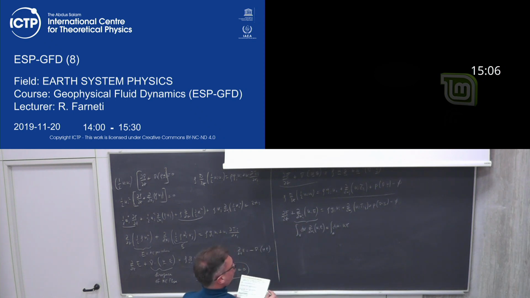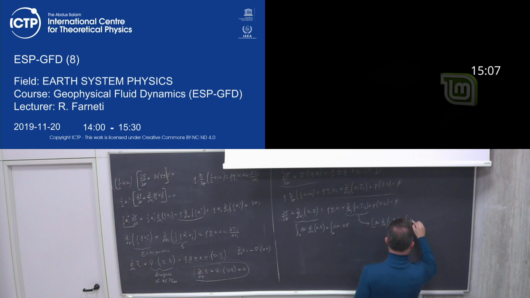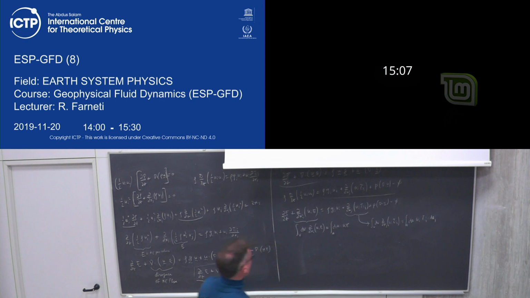And if I do the same thing here, the volume integral of this divergence is going to be equal to the surface integral of u_i d_ij. And there's a reason why I don't want every term as a volume integral.